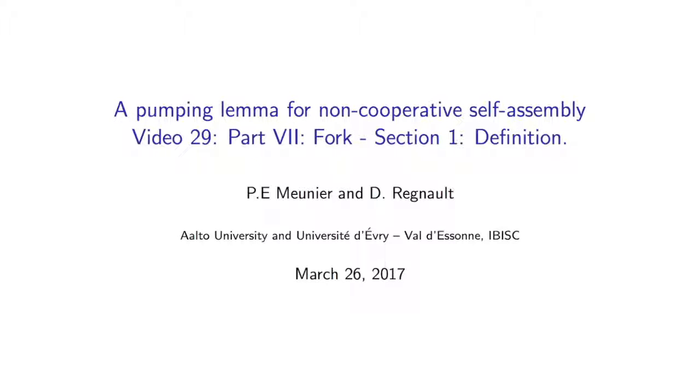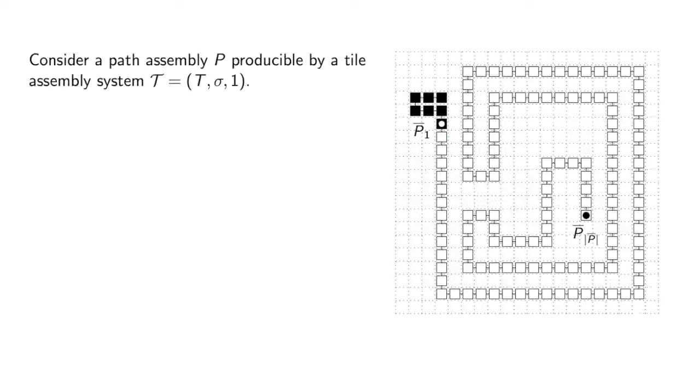This is video 29. In this video, we introduce a specific kind of path assembly called fork. A fork is built from segments of another path assembly P. It is a useful tool to find a pumpable candidate segment in the path assembly P and to prove the shift lemma. We start by giving a definition of a fork.